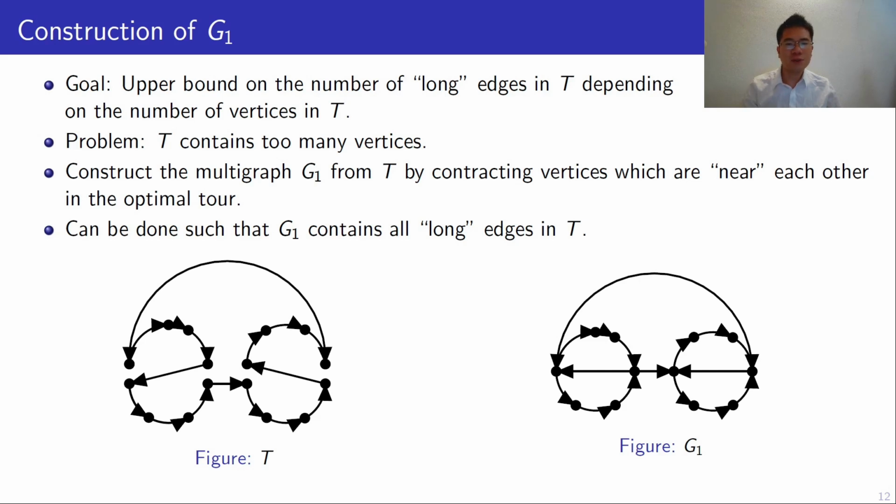This can be done such that G1 contains all long edges in T after deleting the self-loops, because we only contracted vertices which have short distances to each other. So after the contraction and removing all the self-loops, we obtain a multigraph G1 with all long edges in T. So now we have a new multigraph containing all long edges in T, but with fewer vertices. Therefore, if we perform the analysis on G1, we would get a better bound on the number of long edges.